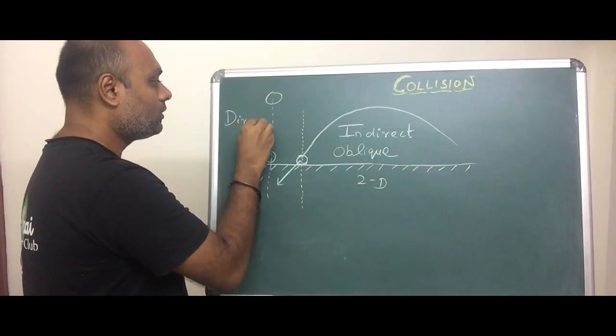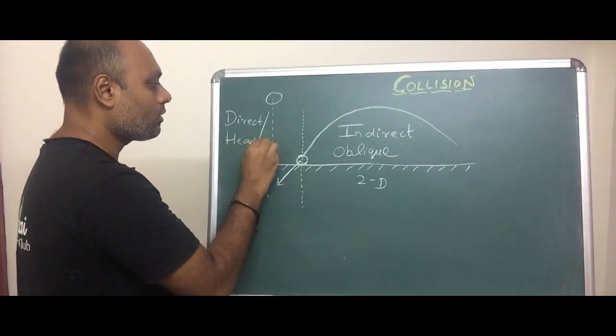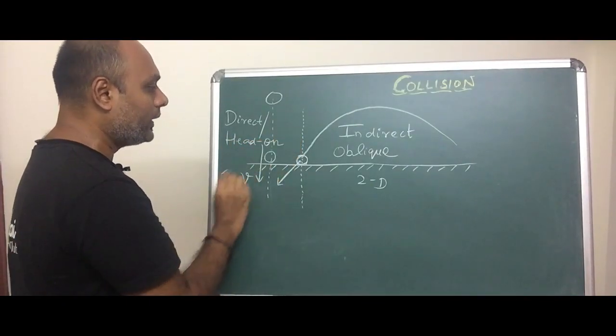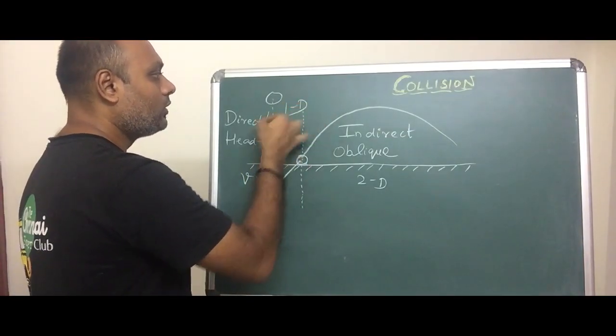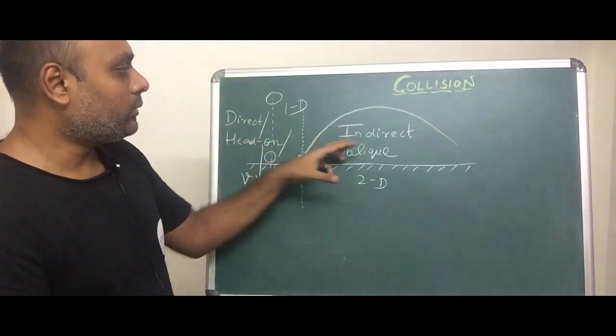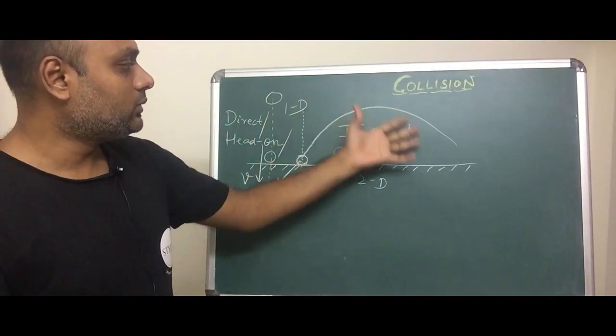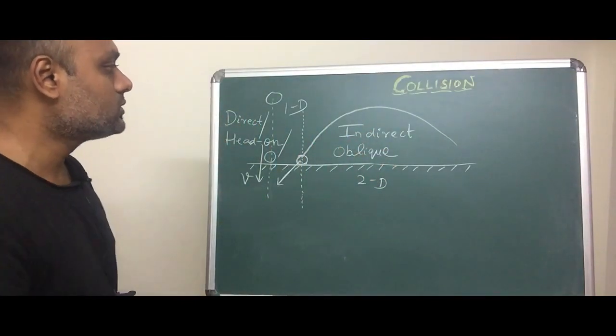A direct collision is also called head-on, or it is also called 1D. All these 3 you can use interchangeably. I will write it here. So direct, head-on, or 1D you can use interchangeably. Indirect, oblique, 2D you can use interchangeably. All these 3 mean the same, and all these 3 mean the same.